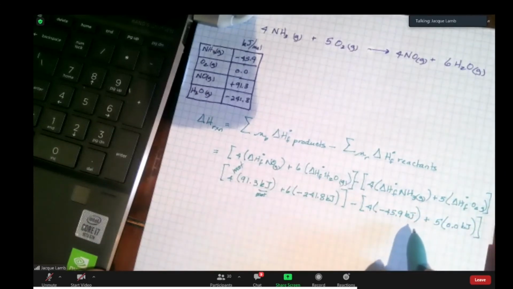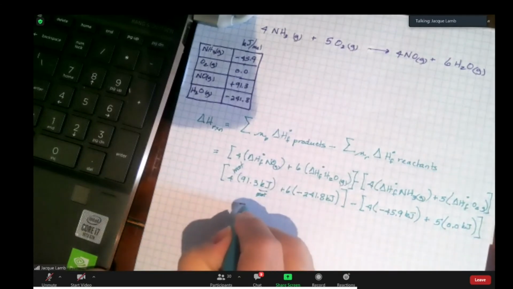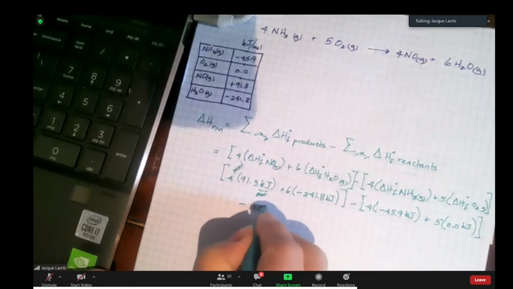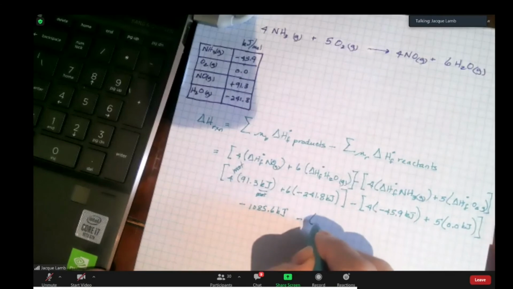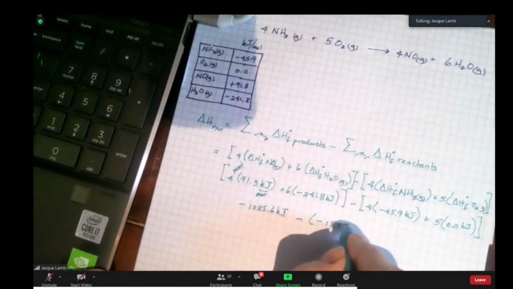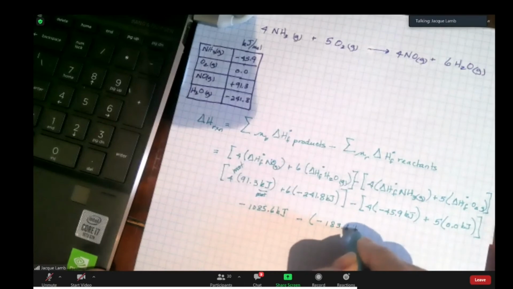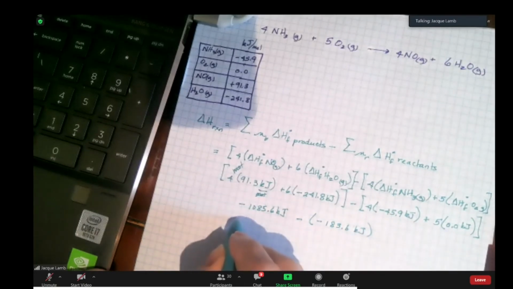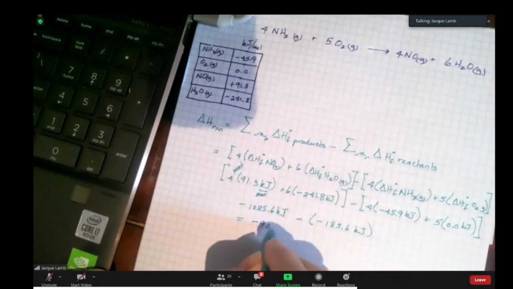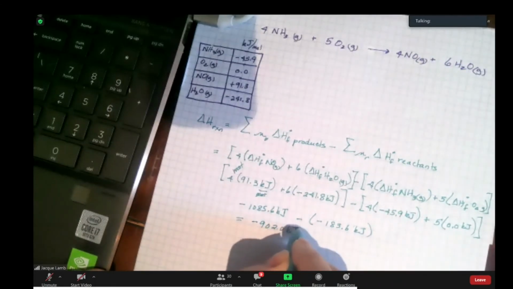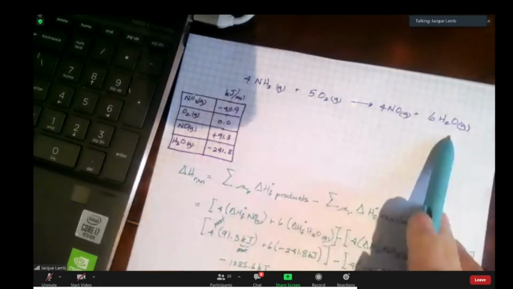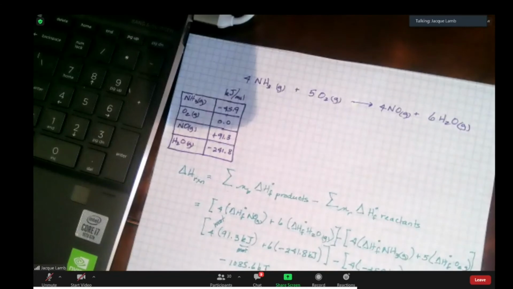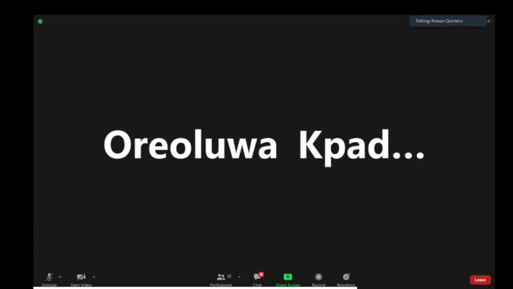That's the reactant side. This simplifies to negative 1085.6 kilojoules minus a negative 183.6 kilojoules, which simplifies to negative 902 kilojoules. So the heat of reaction for this overall reaction is a negative 902 kilojoules. Is that endothermic or exothermic? Exothermic, exactly.